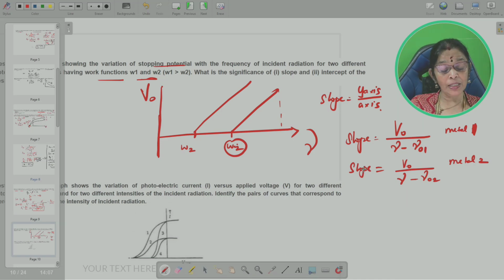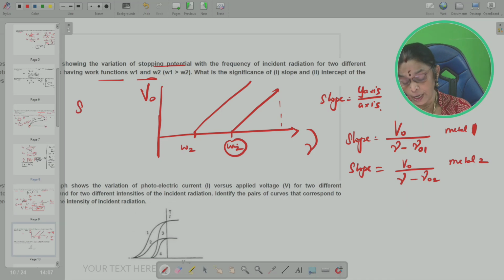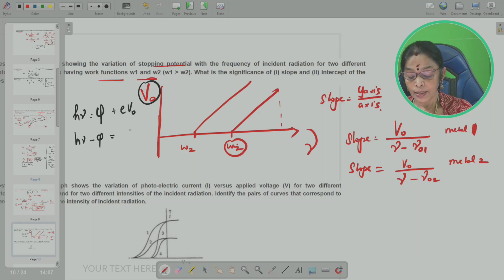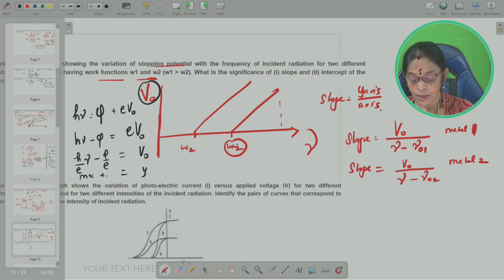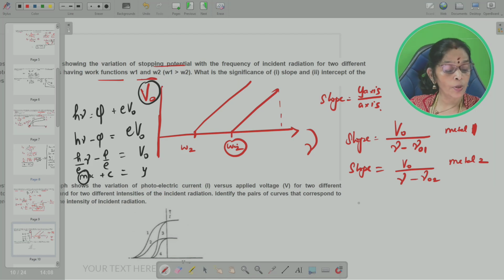What is the significance of the slope? Now, it is quite interesting. Do you know that h nu is equal to phi plus e V naught? I want only V naught, because on the y axis V naught is there. So, h nu minus phi is equal to e V naught. Therefore, V naught will be equal to h by e into nu minus phi by e. This is in the form of y is equal to mx plus c. So, what is the significance of the slope? This is the slope.